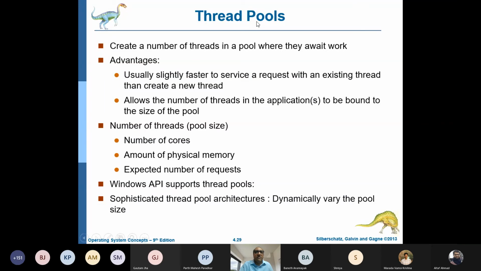And how do you control the pool size, who decides the pool size? That depends upon both the system resources and the number of requests. That means the underlying server, how many cores it has, what physical memory is available to the system, and the number of requests. Based on these three things, you can decide the pool size approximately, and initially you create that many threads.